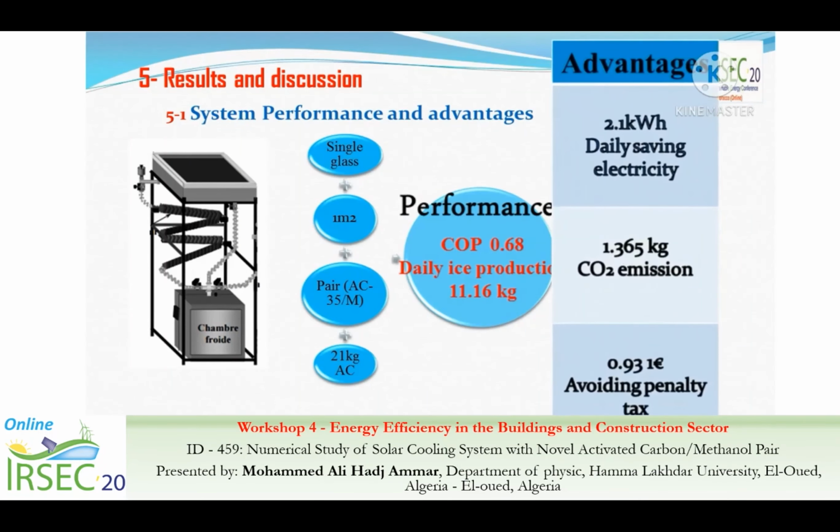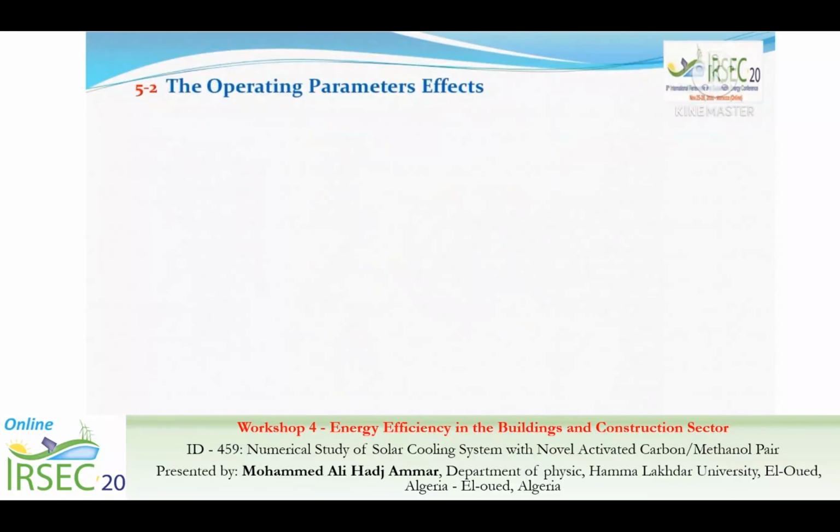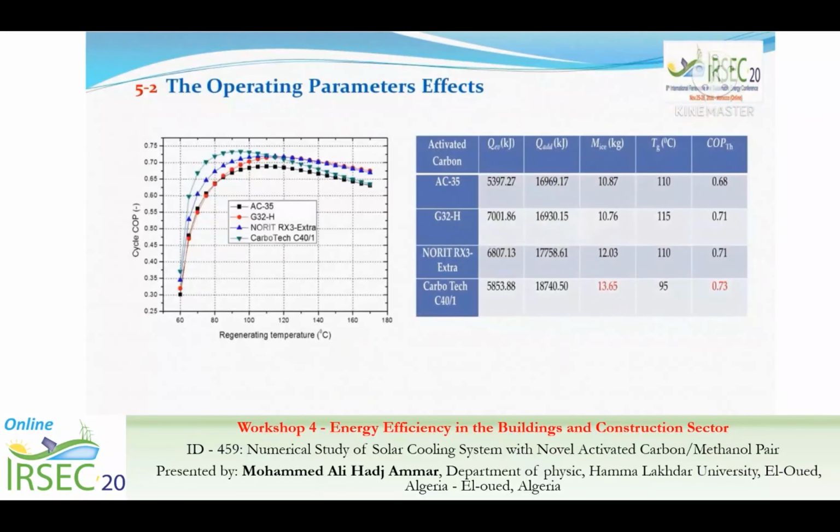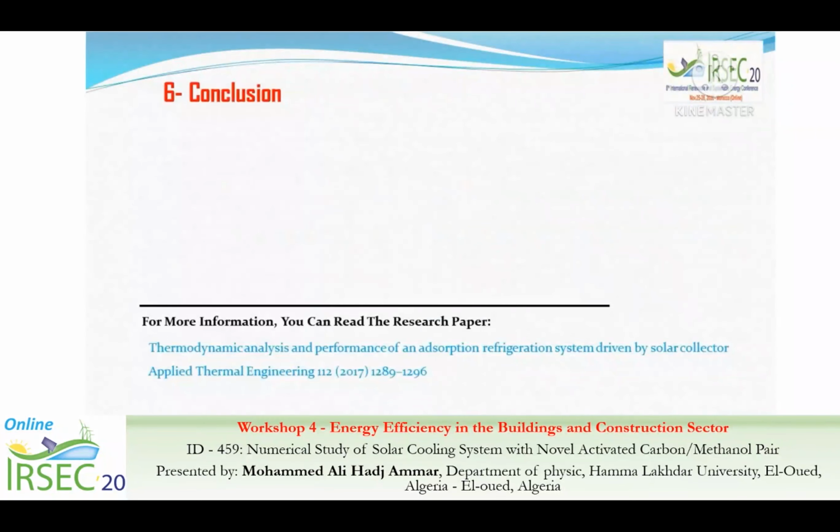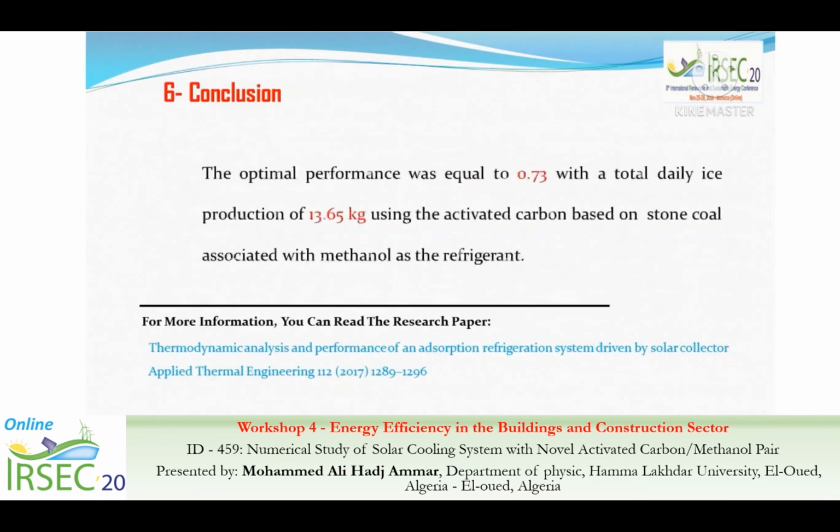From the simulation result of the system, it was concluded that the optimal performance was equal to 0.73 with a total daily ice production of 3065 kg, using the activated carbon based on stone coal associated with methanol as the refrigerant. Thank you all.